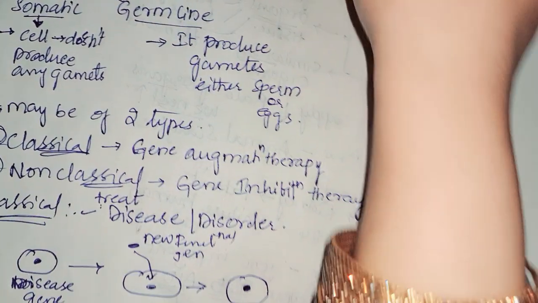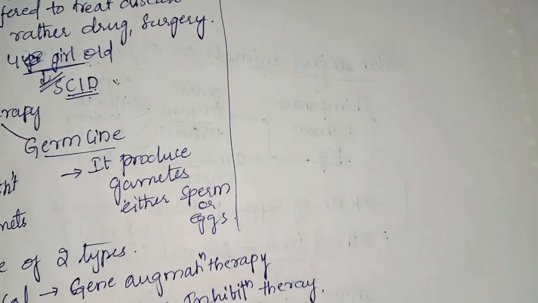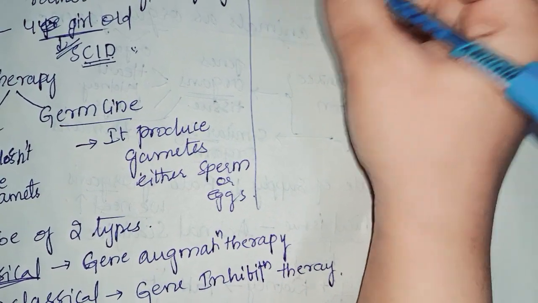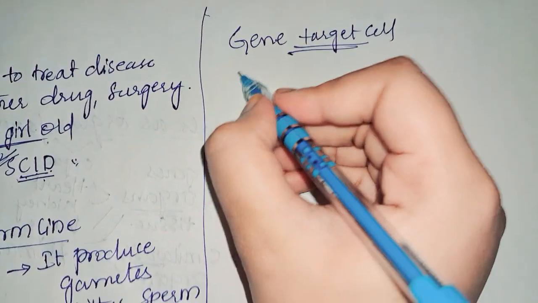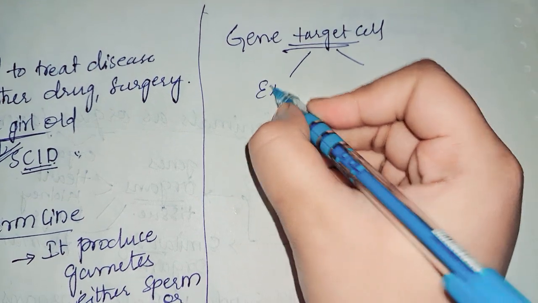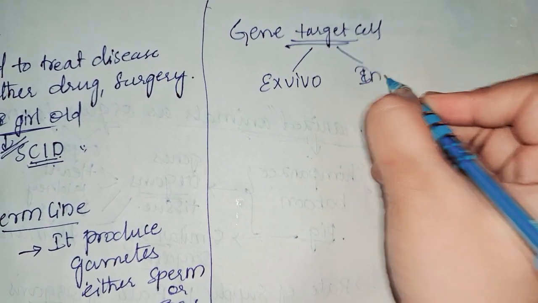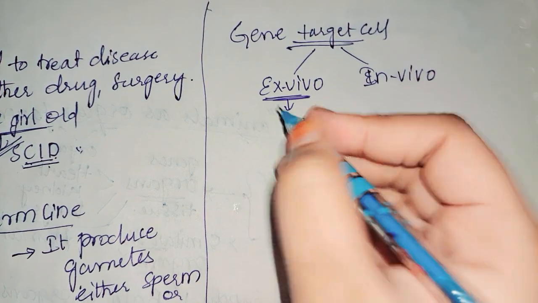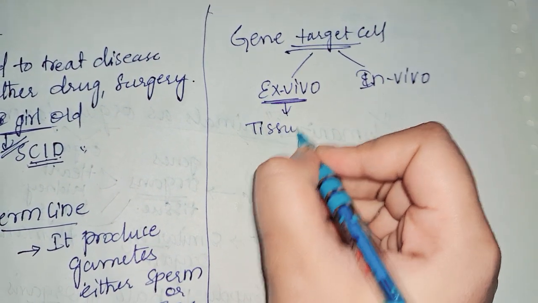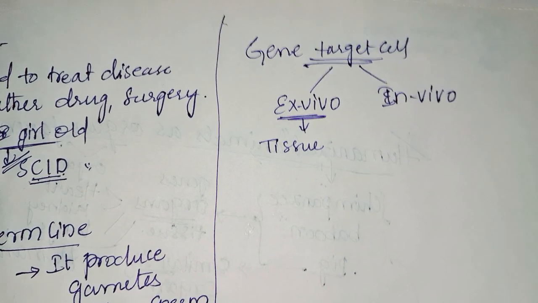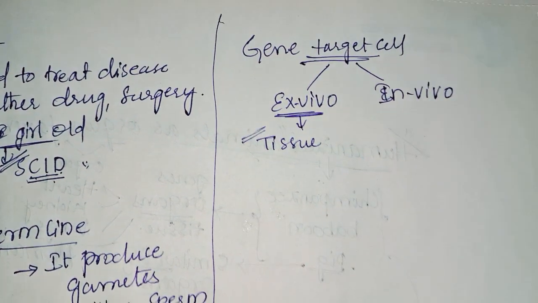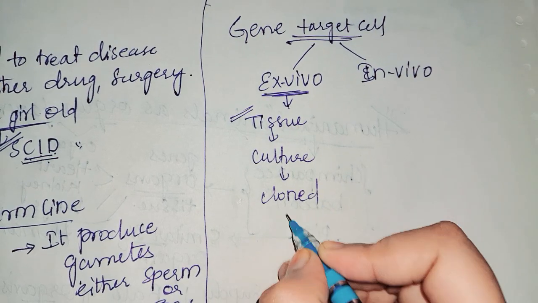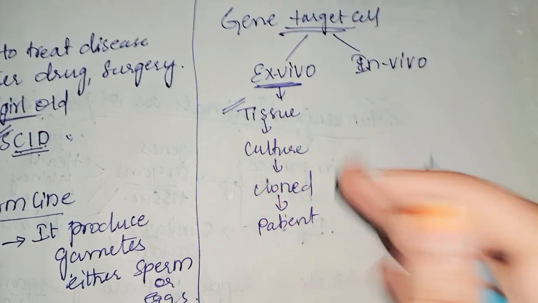Now if we talk about gene target cells, the gene will target the cell in two ways: ex vivo and in vivo. Ex vivo, as the name itself says, means we are culturing outside. We take out tissues from the body of a human or any other organism, culture them, and the cloned ones are transferred to the patient. This happens in ex vivo.